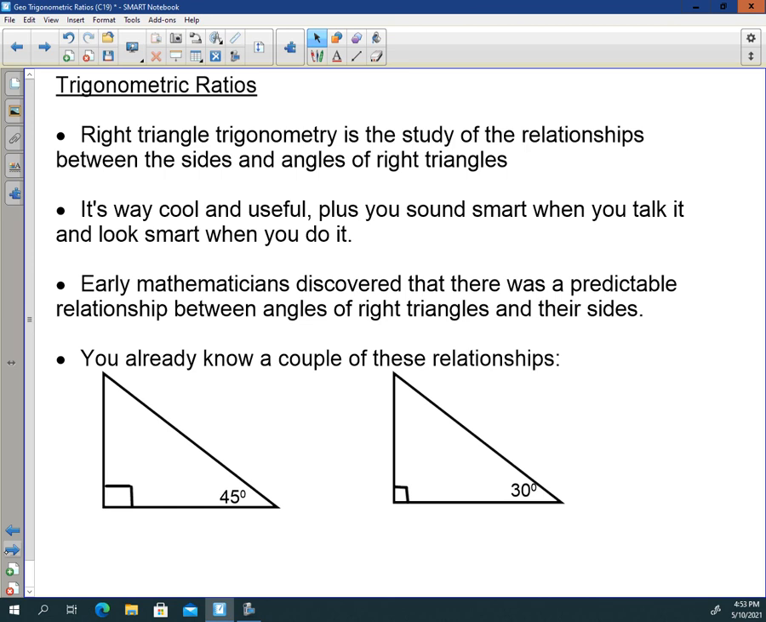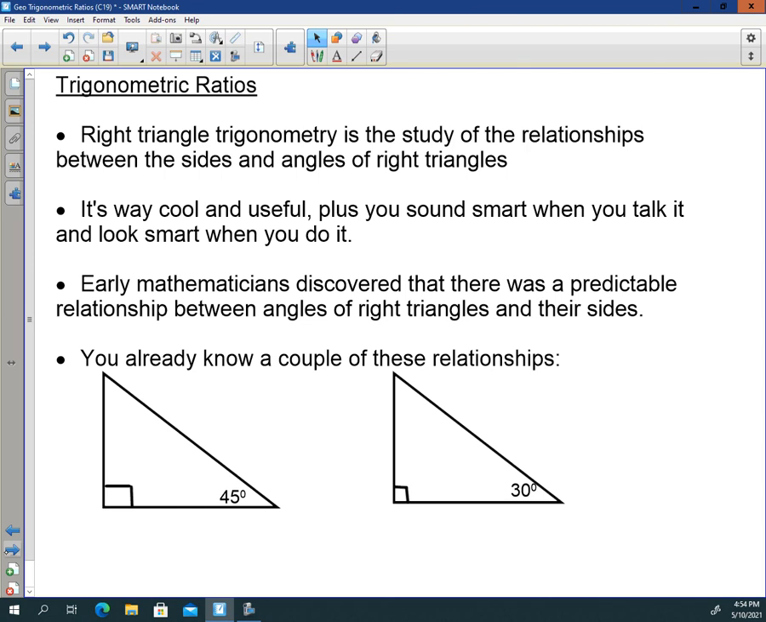So far, if you know two angles of any triangle, you can always get the third because you're just going to subtract from 180. Also, if you know two sides, you can get the third if it's a right triangle because you can use the Pythagorean theorem. But if you have one side length and one angle measure at this point, you can't really do much, but right triangle trigonometry is the way to do it.